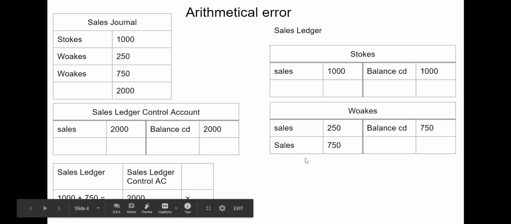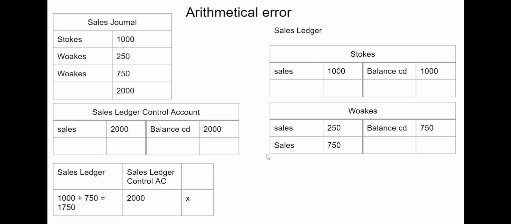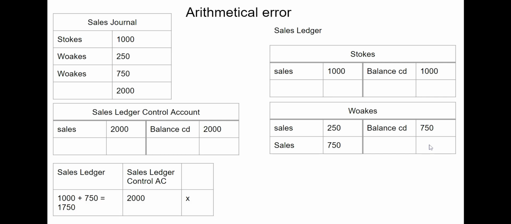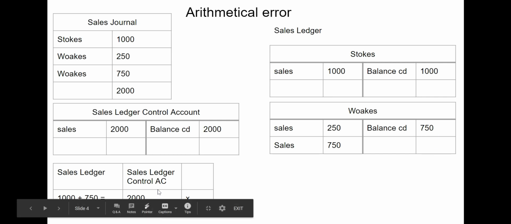How does arithmetical accuracy or arithmetical errors work? Well, we've got an example over here of where somebody has incorrectly totaled up Wokes' account and they've put in a balance CD of 750. So they've missed completely the 250 entry. And although the sales ledger control account's right, if you look here at the total for the sales ledger, that only comes to 1,750. And it's different to the control account amount, and therefore we know that somewhere there's been an error committed.